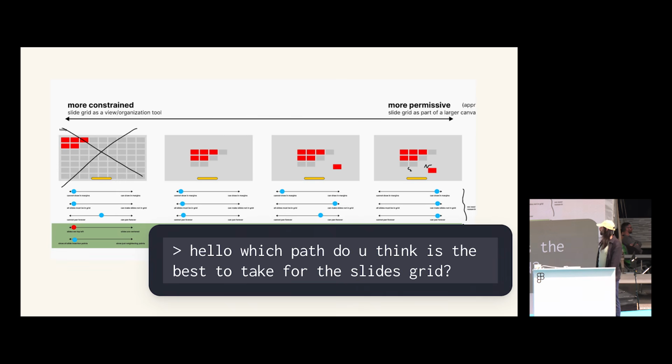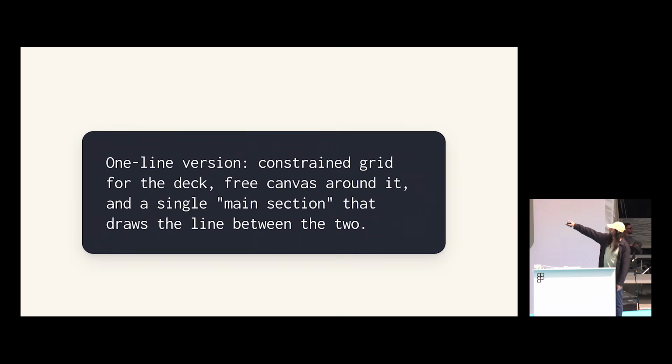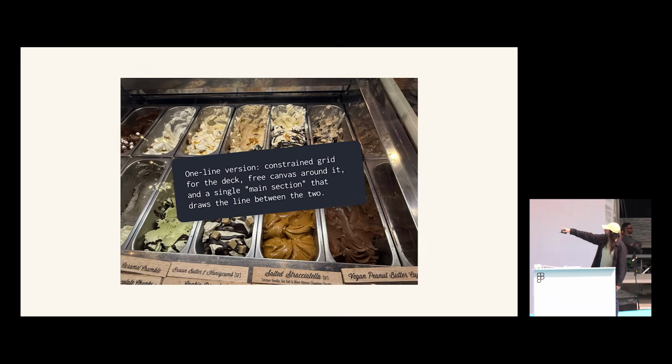I recently asked one of the models, I gave it the Figma MCP, and I was like, what do you think we should do? And you know what it said? One-line version. It said this. But I couldn't really feel this. It's just like ice cream behind a pane of glass.